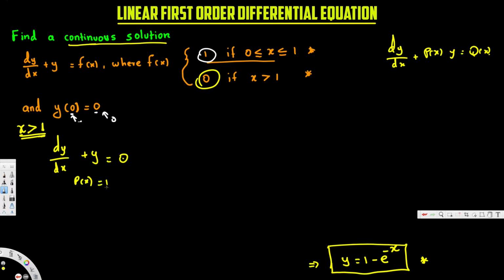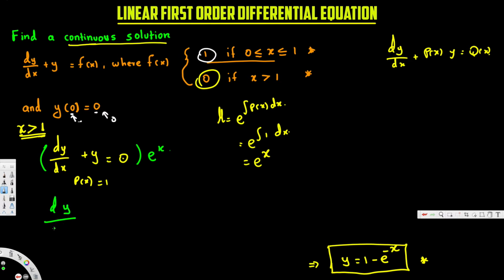Then after we find p of x, we have to find the integrating factor. That's e power integral of p of x dx. Since p of x is 1, this is e power integral of 1 dx, which is just e power x. Now we have to multiply both sides of this differential equation by the integrating factor. In that way we will derive dy over dx e power x plus y e power x. On the other side it's just 0, because anything multiplied by 0 is 0.